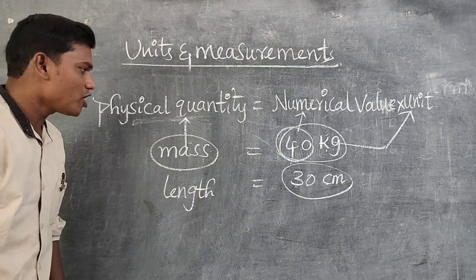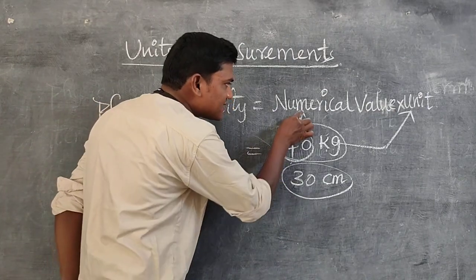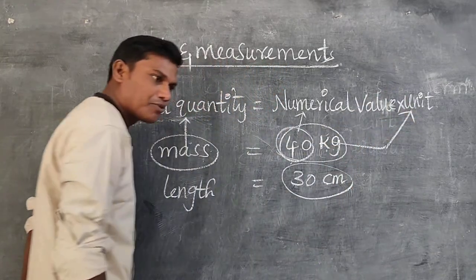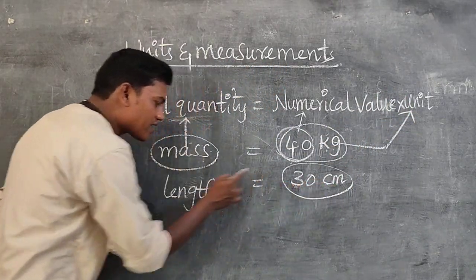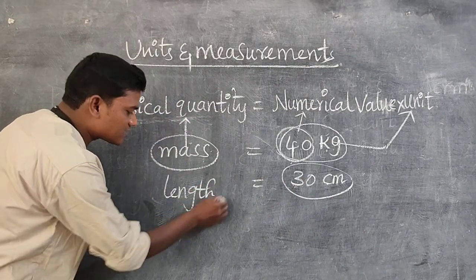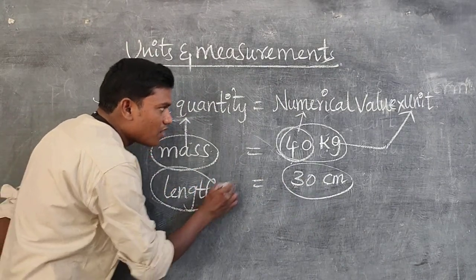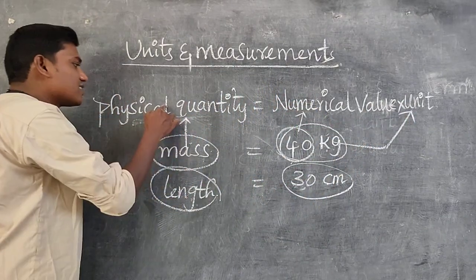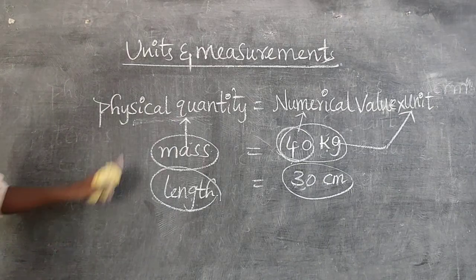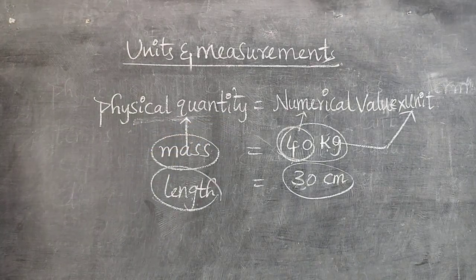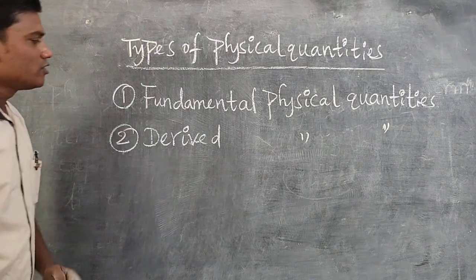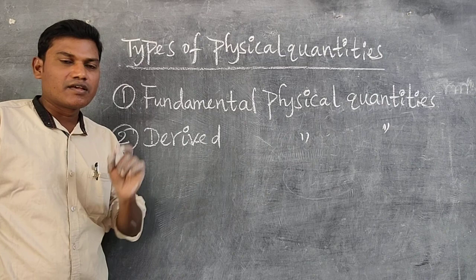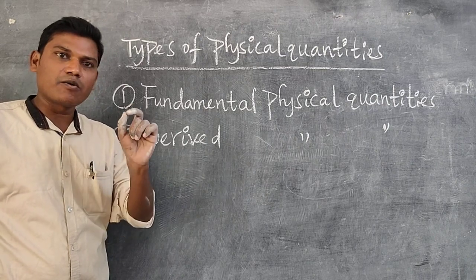Now here we observe that 30 represents the numerical value and the centimeter represents the unit. This 30 centimeters belongs to which quantity? Length. That's why the length of the textbook will have a numerical value and a unit. Due to that reason, length is also called a physical quantity. So already I have told clearly which are called physical quantities.